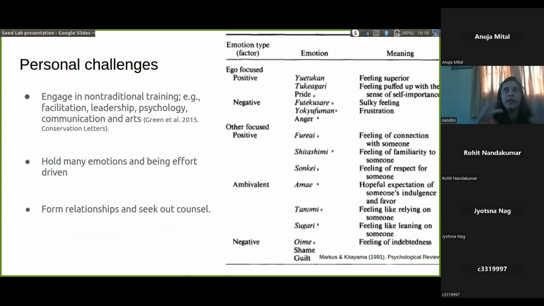So not only do we have to move away from these kinds of leadership, we're also faced with lots of personal and developmental challenges as researchers, as practitioners, as filmmakers. A lot of us have to engage in non-traditional forms of training, where the systems we're part of don't allow for that. In many cases, they penalize you for developing such skills, because such skills are not only time sensitive, but they also take away from other work that you need to do. So there is a need for all of us to, for instance, develop facilitation skills, leadership skills, skills in psychology, communication, and arts.